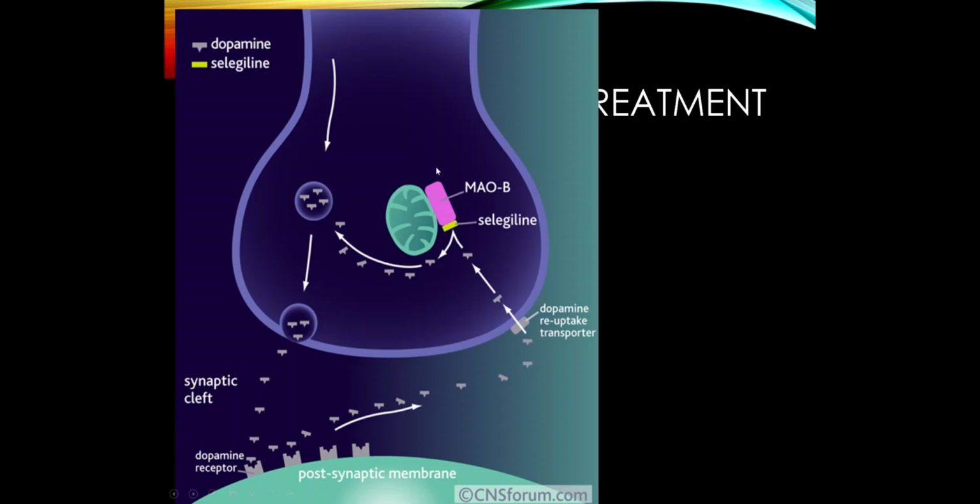And here is the MAO-B, which does break down dopamine. Selegiline was the older form of this. Now rasagiline inhibits MAO-B, so we have less breakdown of dopamine and more dopamine availability.